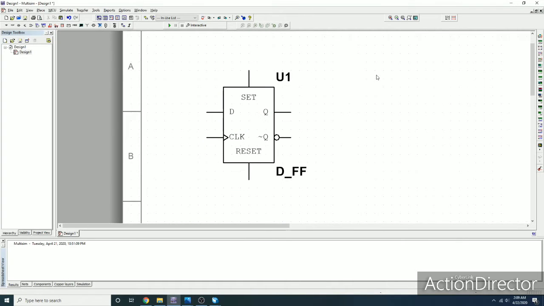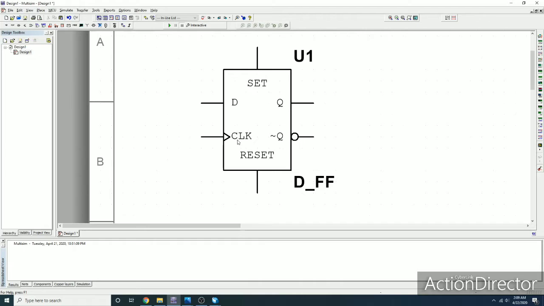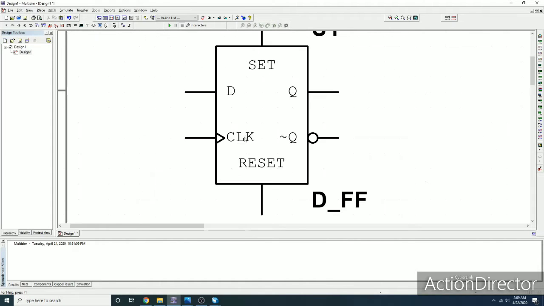I think the main difference between these two flip-flops is the clock. In a synchronous flip-flop, the flip-flop is mainly based on the clock's input, while in an asynchronous flip-flop, the clock is overridden by the inputs of set and reset. I'll explain more in just a second, but first I want to explain what a clock is.